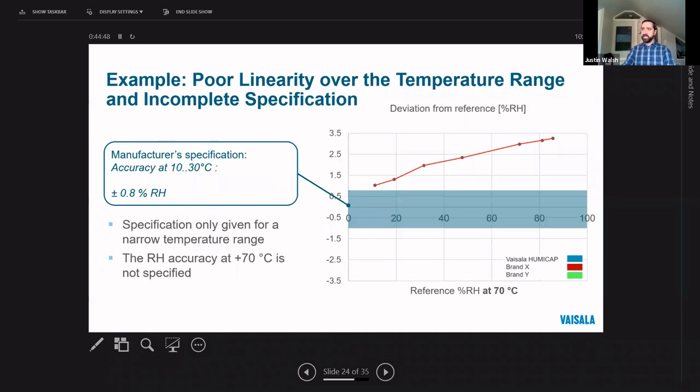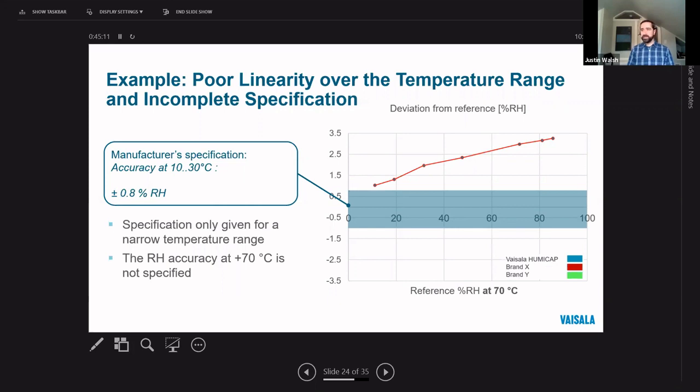As promised, here's an example of poor linearity at an elevated temperature of 70 degrees C, or 158 degrees Fahrenheit. The x-axis is the relative humidity, and the y-axis is the percentage of error. This manufacturer's specification only provides a narrow range for temperature, and the accuracy at 70 C is not provided.